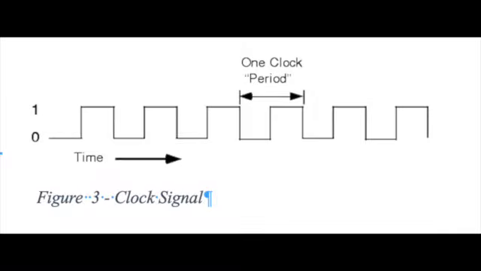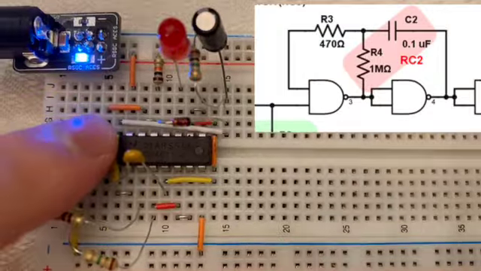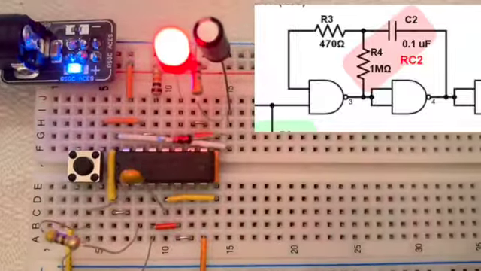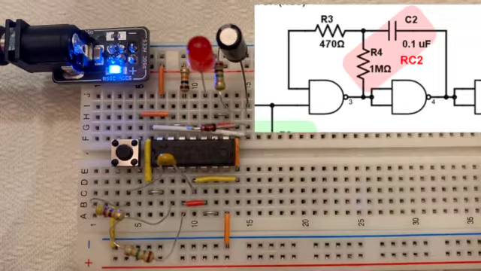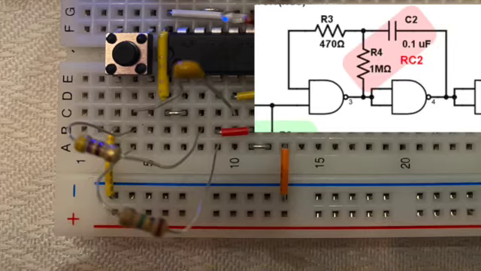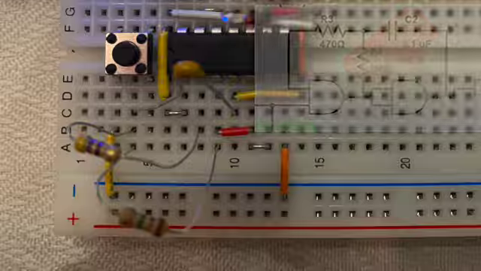The NAND gate oscillator creates an oscillation between a high and a low state. This creates a clock signal. One period or one clock means when one cycle has happened. As said before, RC2 controls the oscillation speed of the clock signal. The higher the capacitance and resistance there is, the slower the clock will oscillate.